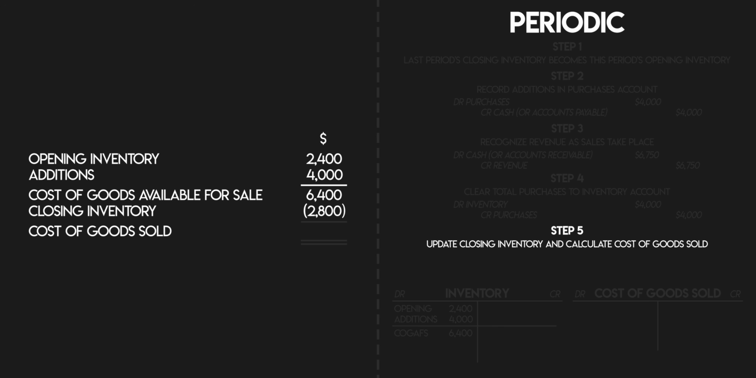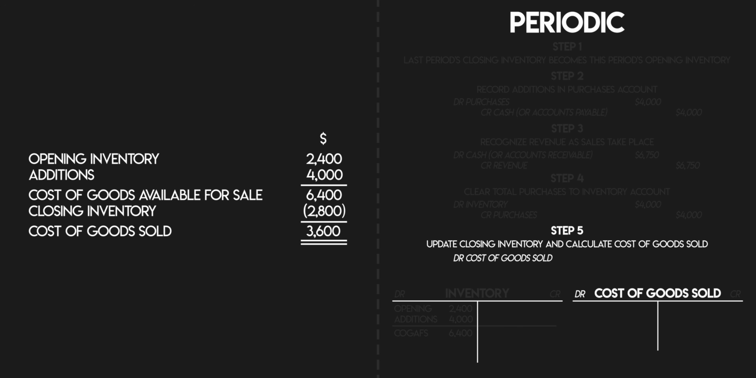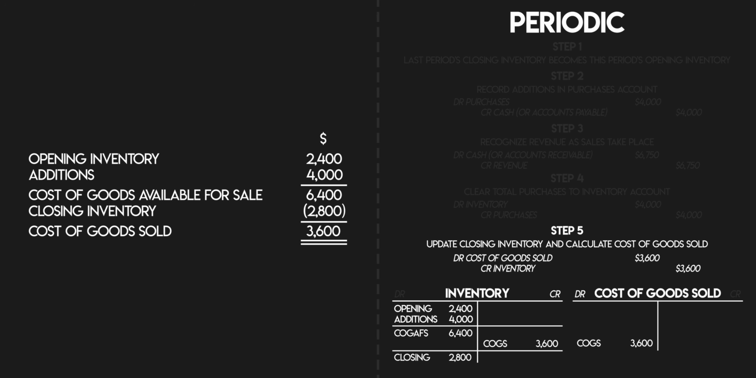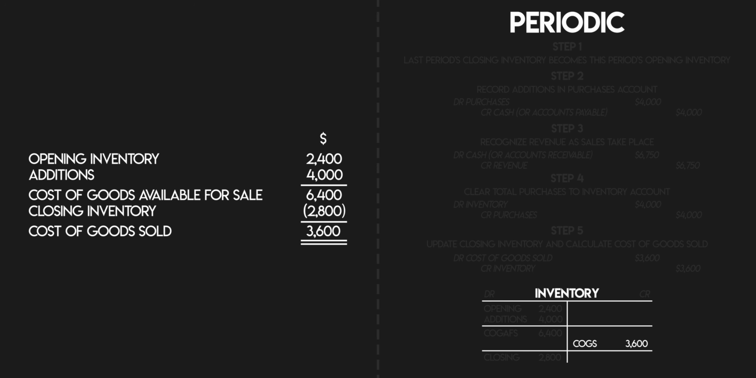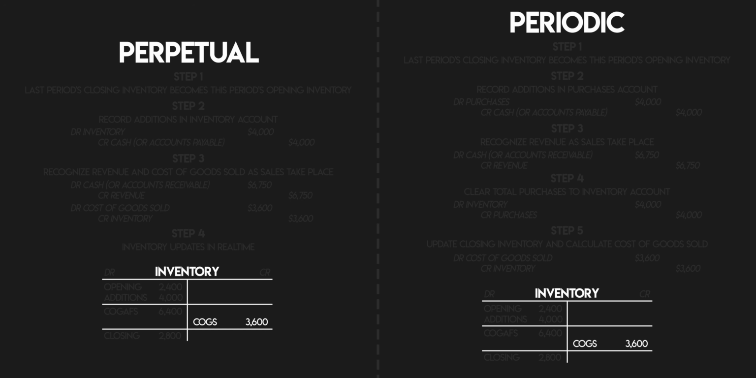$6,400 less $2,800 is $3,600. So to recognize this in your income statement, you debit cost of goods sold by $3,600 and you credit inventory by $3,600. You can see that your cost of goods sold under the periodic method is exactly the same as the cost of goods sold you calculated under the perpetual method.